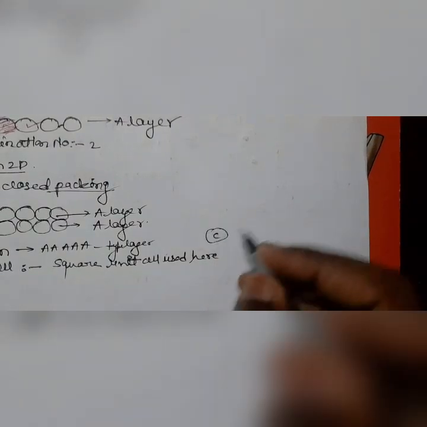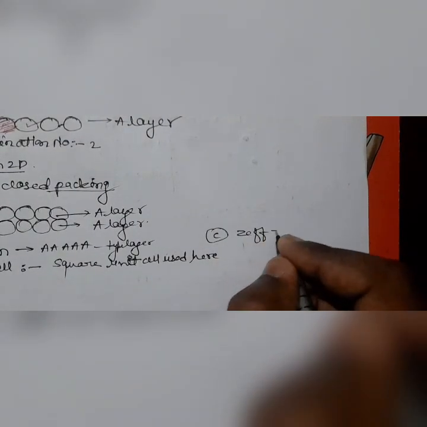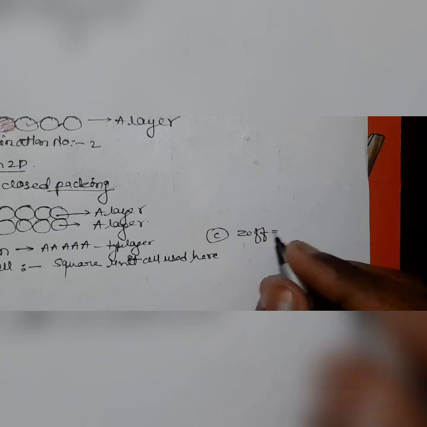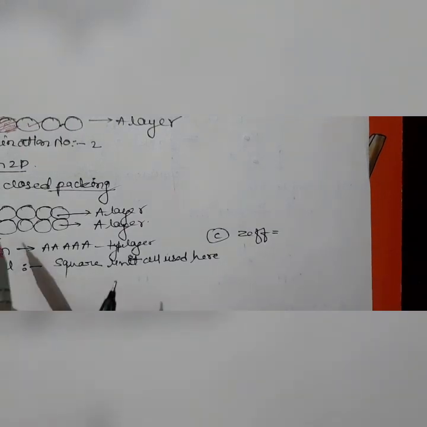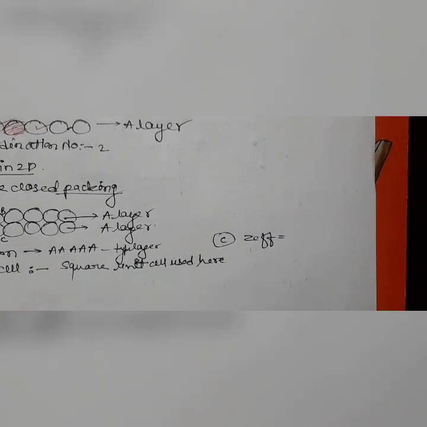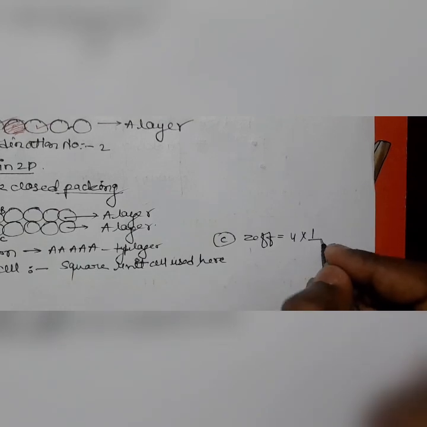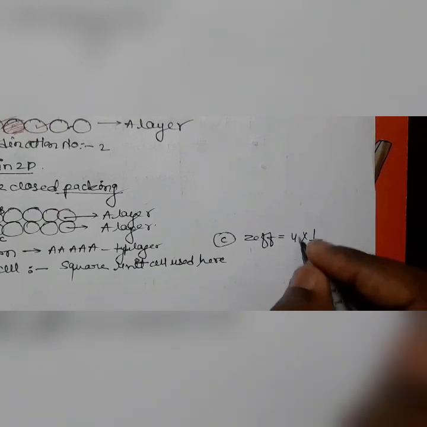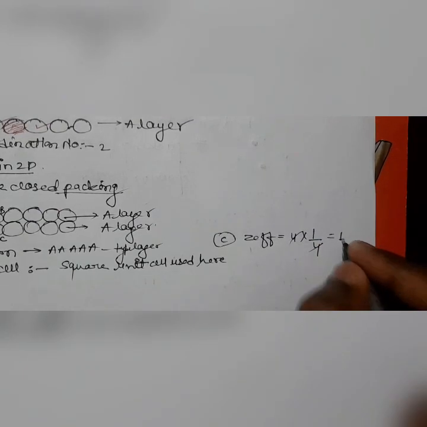Third, C is Z effective. Z effective is the total number of atoms present in the unit cell. So you see there is an atom. How much of it contributes to this unit cell? That is 1/4 part. And how many atoms are involved in this unit cell? There are 4 atoms involved, and each of them contributes 1/4 part. So Z effective is 1.